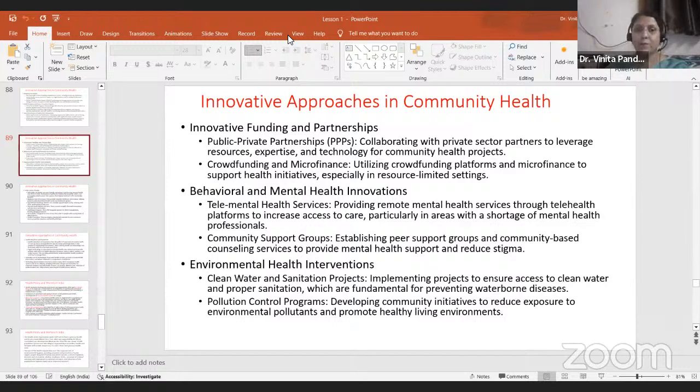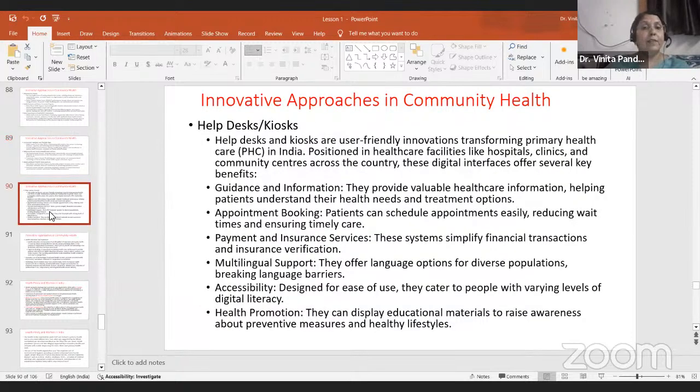And it is a fact also. So if the sanitation practices are not being followed, a lot of unhygienic environment is there, water is not clean, it is highly polluted. In such a situation, you are opening your door for all kinds of waterborne diseases, right? And pollution control programs here also, again, you're involving community. So community initiatives to reduce exposure to environmental pollutants and promote healthy living environments, right?